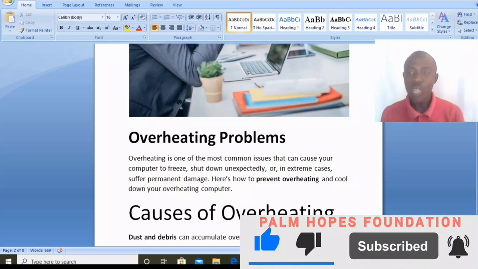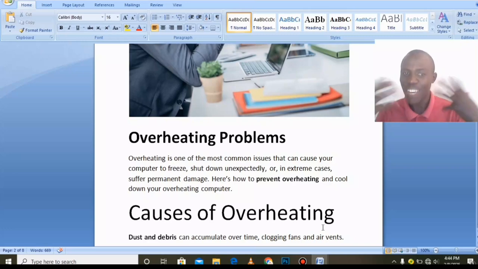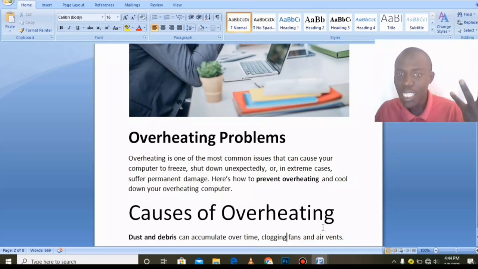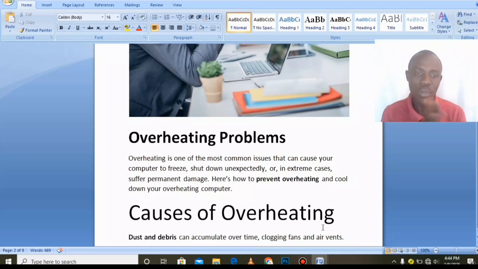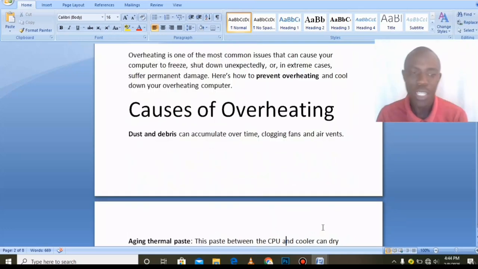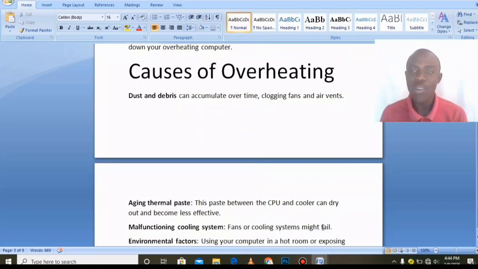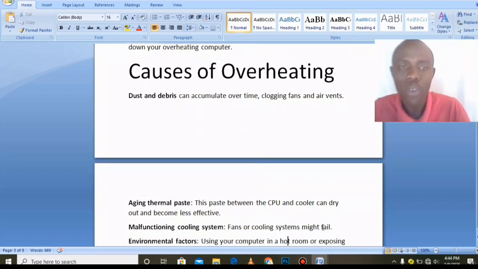Causes of overheating. I think you have heard what overheating is. It is one of the most common issues that cause your computer to freeze, shut down unexpectedly, or in extreme cases suffer permanent damage. So how can we prevent this? How can we prevent overheating and cool down your overheating computer? So what are the causes of overheating?